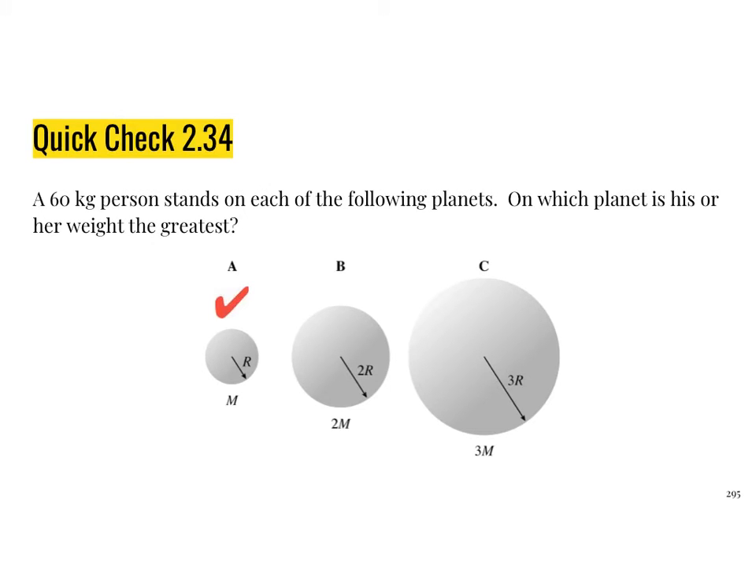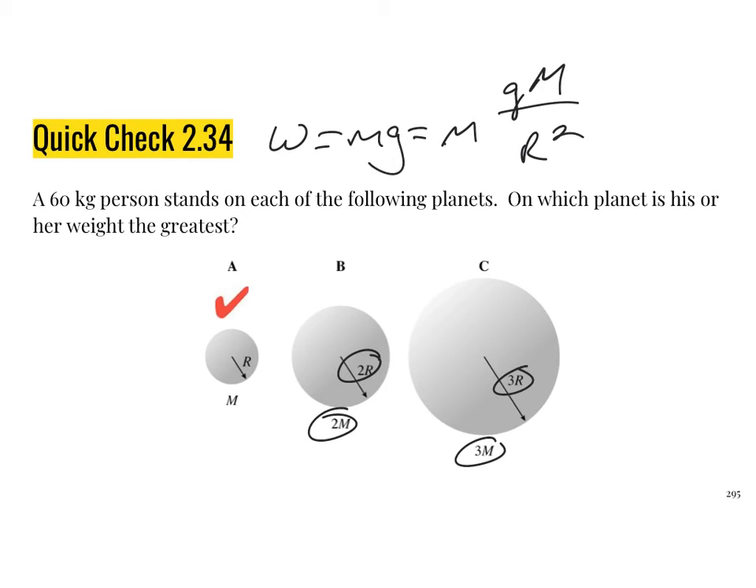All right, another quick check. A 60 kilogram person stands on each of the following planets. On which is the weight the greatest? Well, your weight is, of course, mass times gravity. And that's your mass times GM over r squared. So if I were to evaluate 2r, 2m, 3m, 3r, so this is m over r, my g is going to be 1 over 1 squared, which is, we'll call that 1. In the second one, I got 2 over 2 squared, so that'd be 2 over 4, which is a half. And in the third one, I got 3 over 3 squared, which is 3 over 9, which is a third. So I'm going to weigh the most, actually, on this planet.